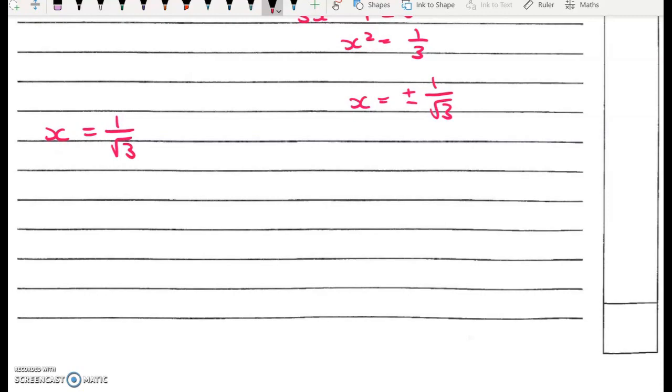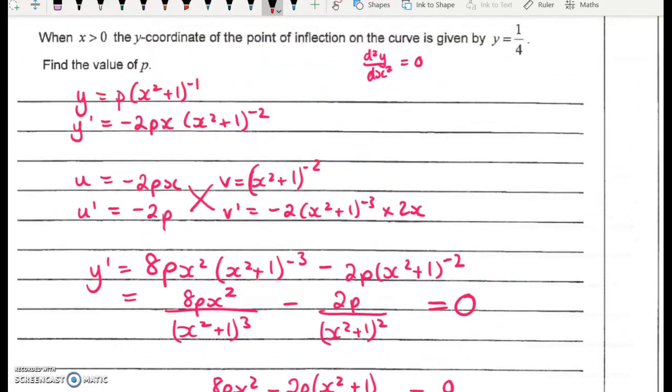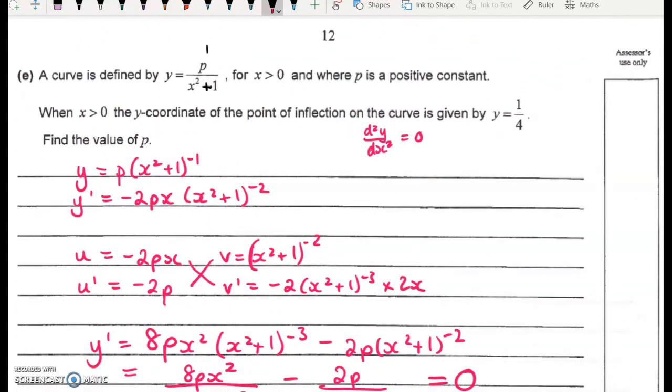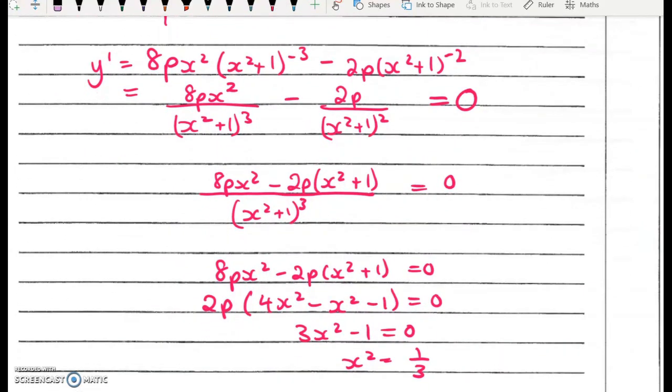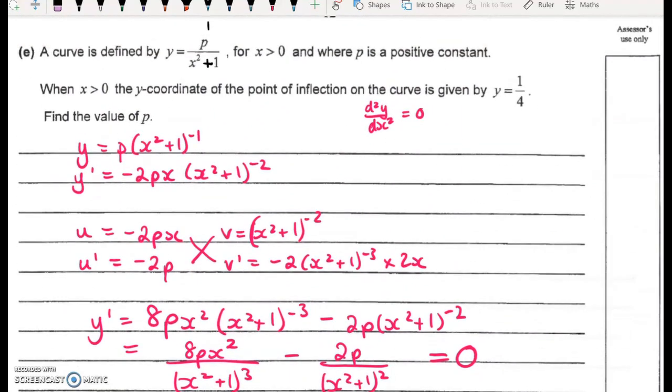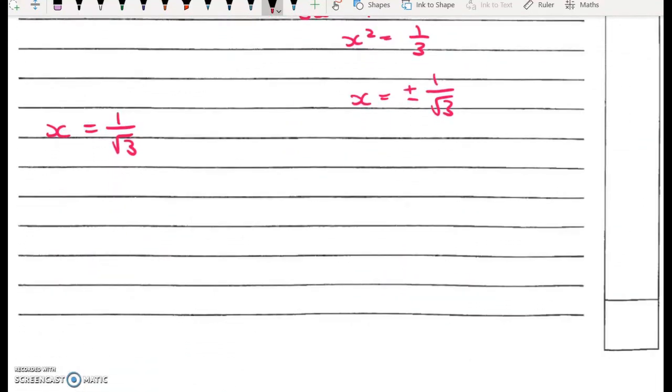So that gives us that if we look back up at our equation here, we can pop it into this. Also using this bit here where we were told that y is equal to a quarter. So a quarter is equal to this expression here when x is 1 over root 3. So we end up with a quarter is equal to p over (1/3 plus 1), because that's 1 over root 3 squared from our formula up at the top. So if we rearrange that, we get that p is equal to 1/3. There you have it, all done.